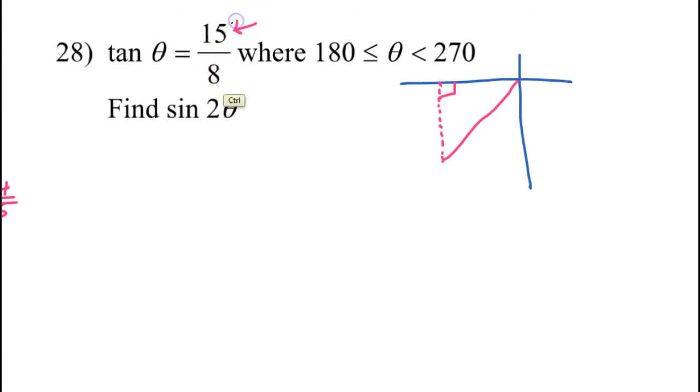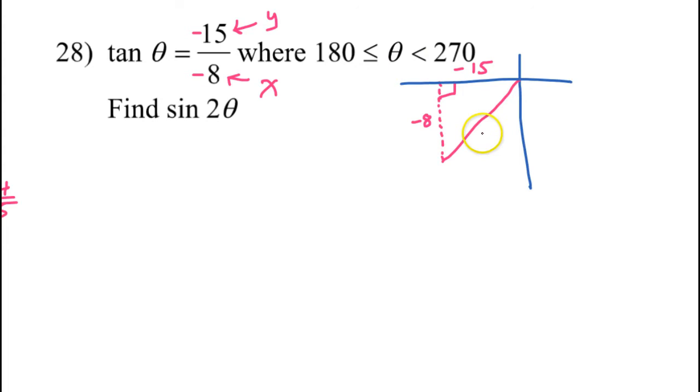In terms of x, y, and r, tangent is y over x. Now, considering that this is the third quadrant, x and y are actually both negative, so this is really -15 and -8. It's just that a negative divided by a negative is a positive, so that's why they didn't put it. But in my diagram, I'm going to put -15 and -8 because it's left and down.